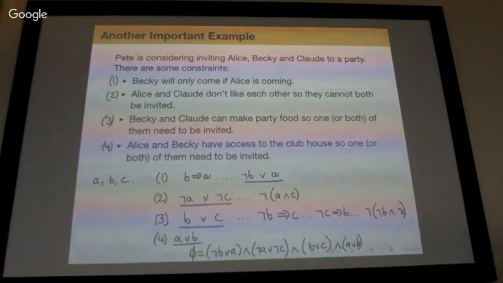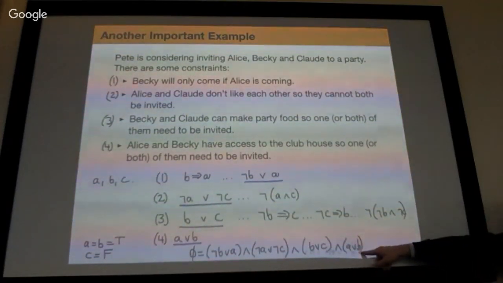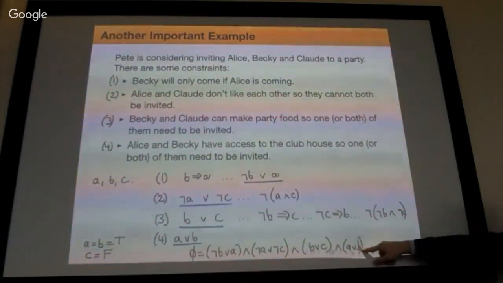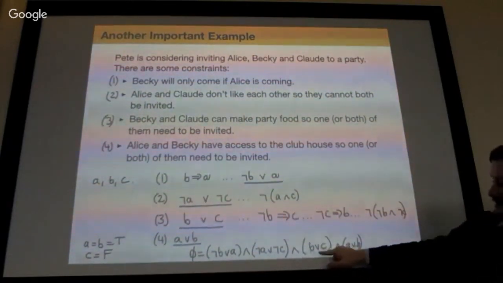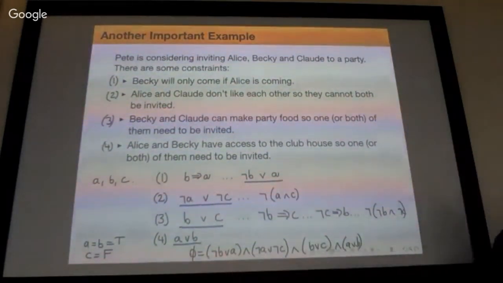For example, A and B are true, and C is false. I think that works. Oh no, you need A and B to be true. So this is satisfied, A or B. This is satisfied because of B. This is satisfied because of C. This is satisfied because of D. Right. So each of the clauses is satisfied, and therefore the whole formula is true.